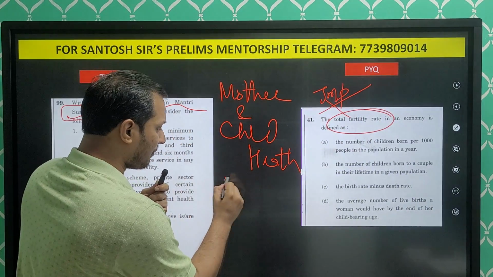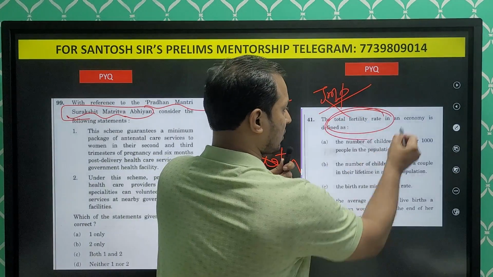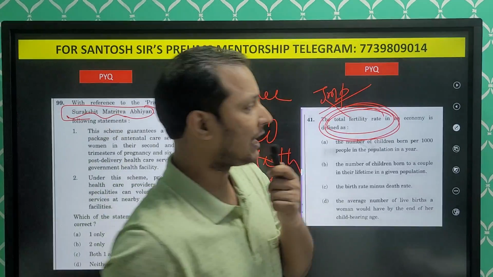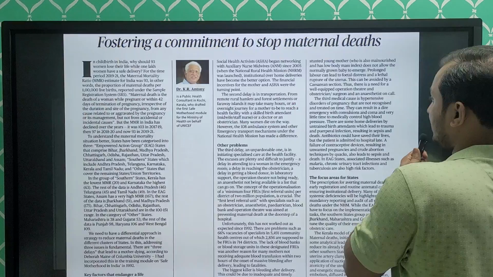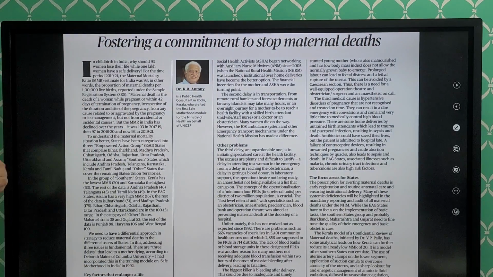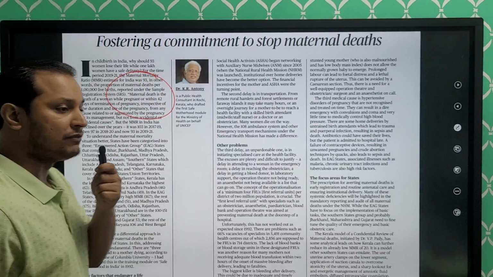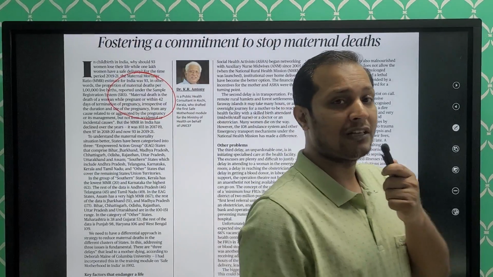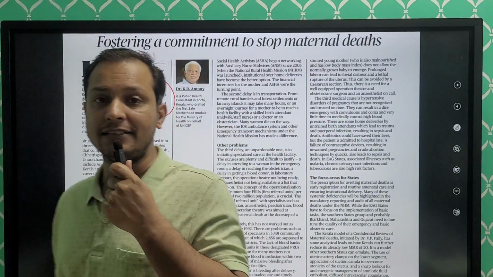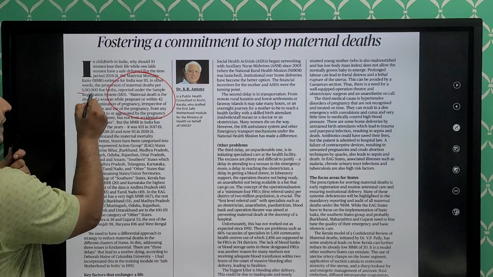Recently this was in the PIB and also covered in The Hindu editorial: the issue of MMR, maternal mortality rate. They have asked total fertility rate; next, they can ask you what is maternal mortality rate. Recently in The Hindu newspaper, there was a very detailed article on the recent data that India has achieved a maternal mortality rate of around 93. So what is maternal mortality rate? It is the number of deaths per 1 lakh live births.